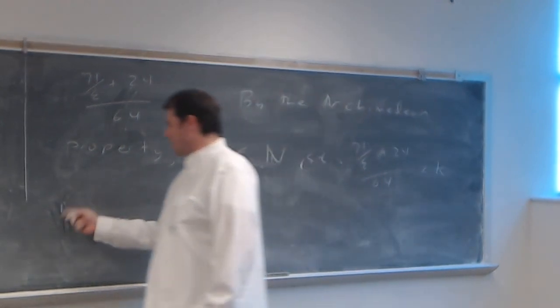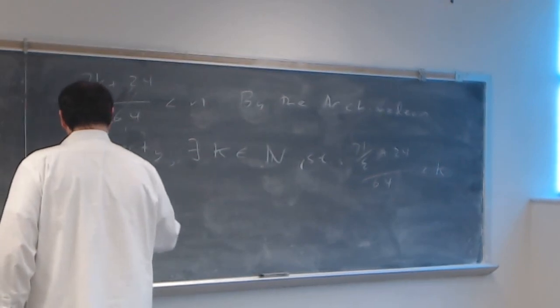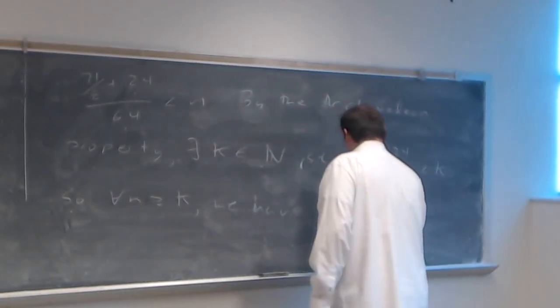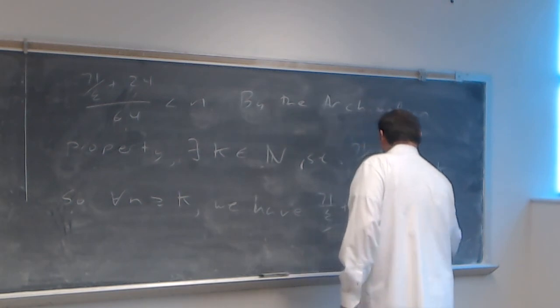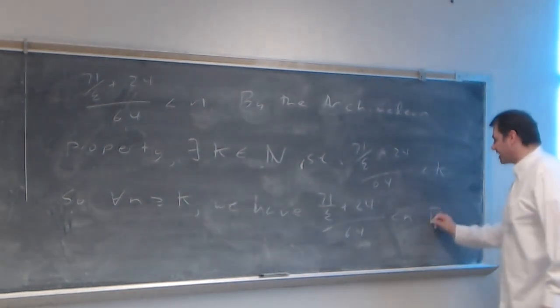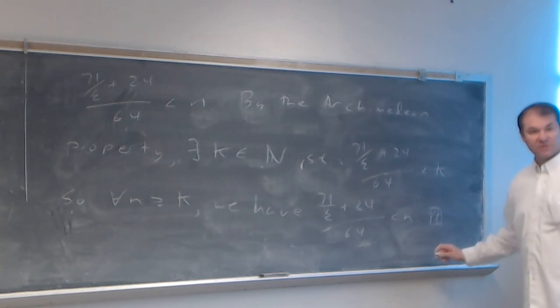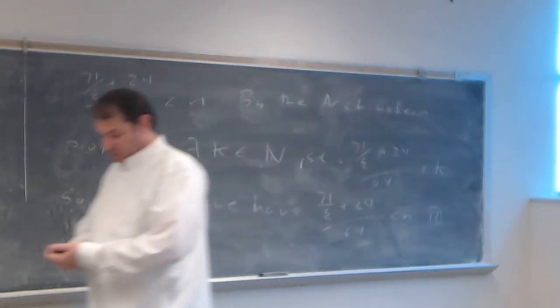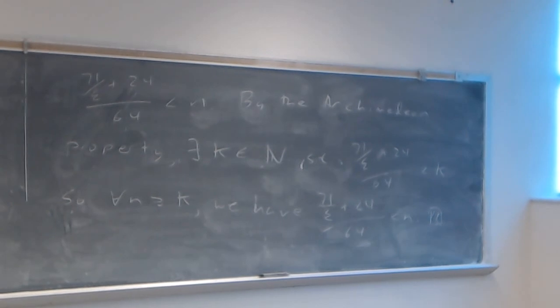So for all n bigger than or equal to k, we have, and this is what I wanted, (71 over epsilon plus 24) over 64 less than n. That's what I wanted, that's good enough for me, and so that's the proof. If you wanted to work backwards, you could, but I'm good with that.